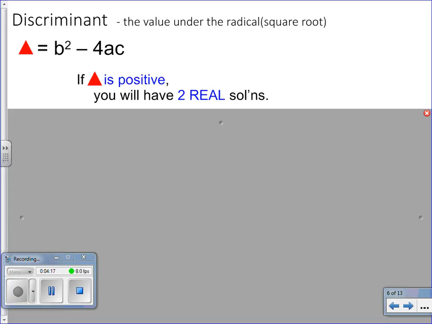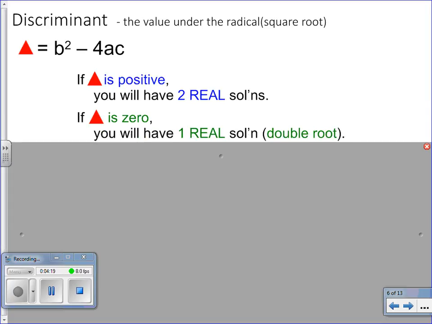If the discriminant is equal to 0, then instead of having two real solutions, you'll have only one real solution.